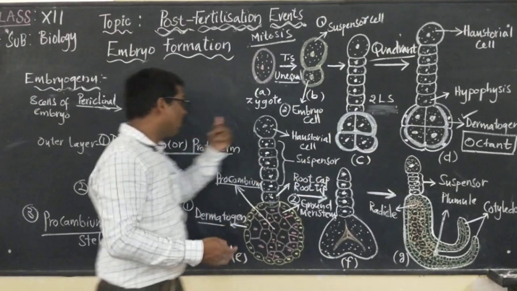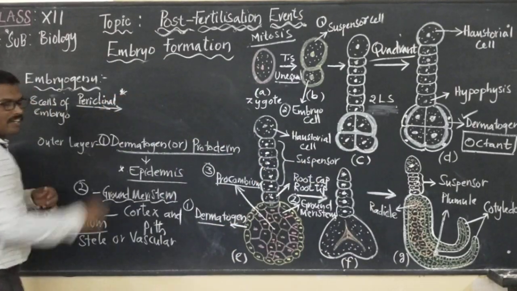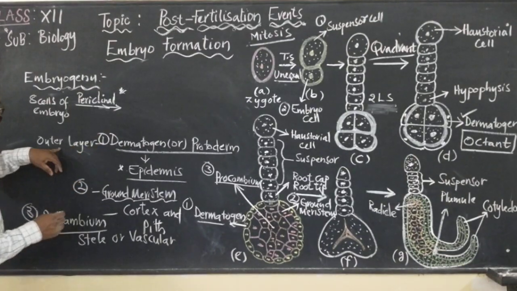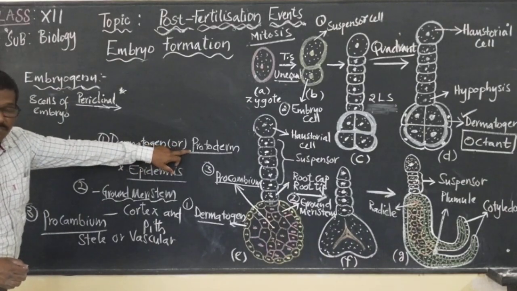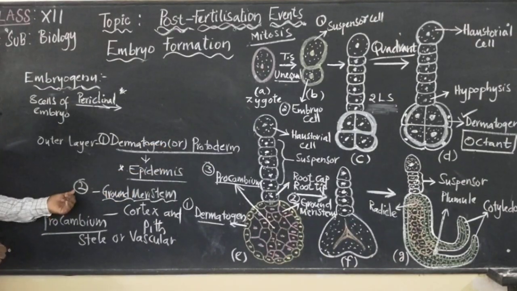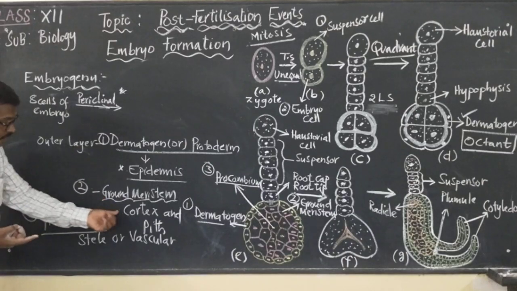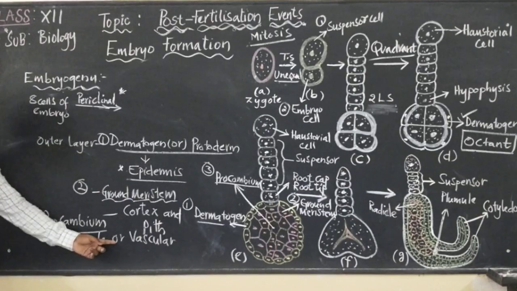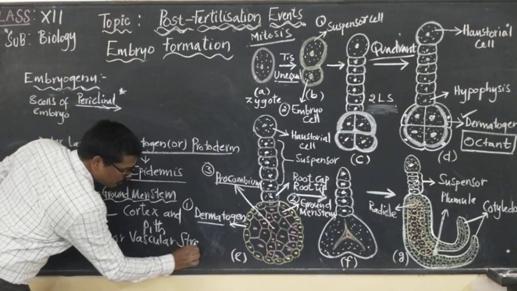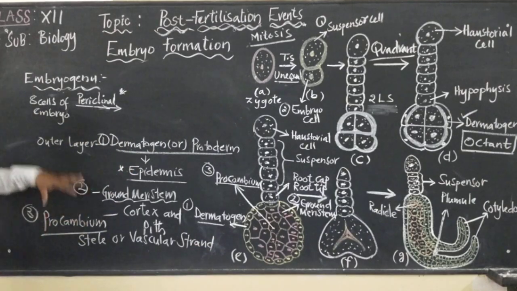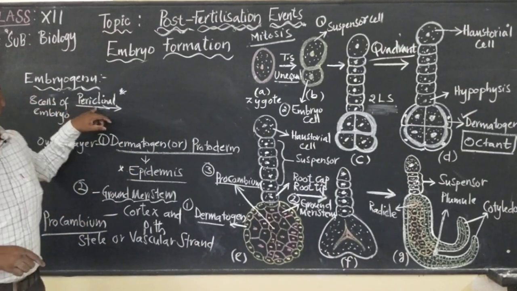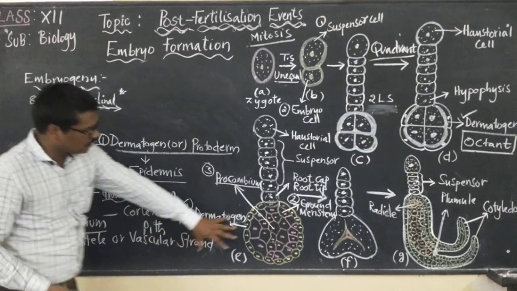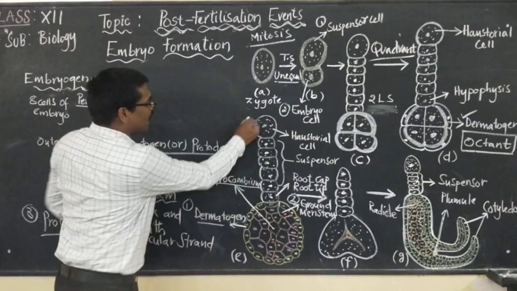By what division? Periclinal division, adding many cells. So what we said: the outer layer is dermatogen, also known as protoderm, which is giving rise to the epidermis. The inner second layer is what? Ground meristem, which will be giving rise to cortex and pith. And procambium will be giving rise to the stele or vascular strand. These are all seen when the 8-cell embryo is undergoing periclinal division. And now this structure, if you are seeing here, is called the globular structure.